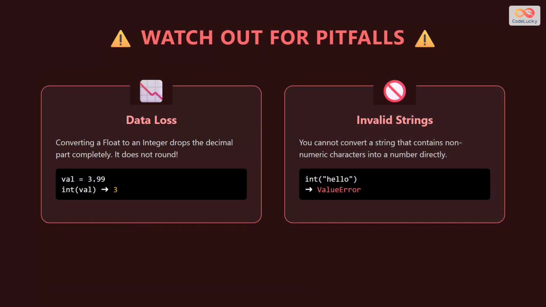Be careful though. Explicit casting can lead to issues. If you convert a decimal number like 3.99 to an integer, you lose the decimal part completely. It becomes 3, not 4. Also, if you try to convert a word like "hello" into a number, Python will raise a ValueError and crash your program.